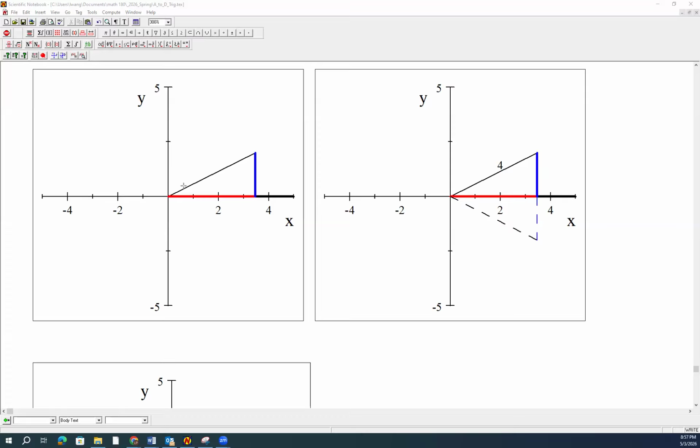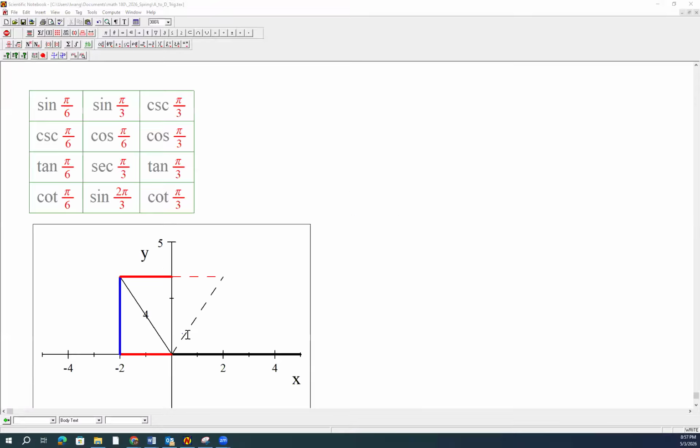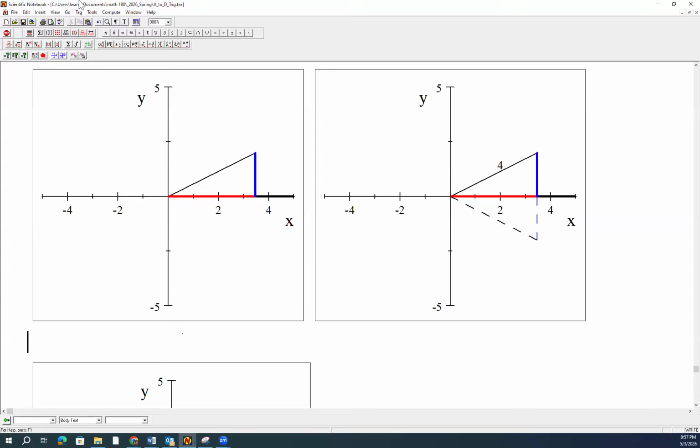So I got the terminal for pi over 6. This is the terminal, okay? So we're going to work on sine of pi over 6, knowing that pi over 6 is 30 degrees. So this is pi over 6, it's 30 degrees, right? So what do we do?